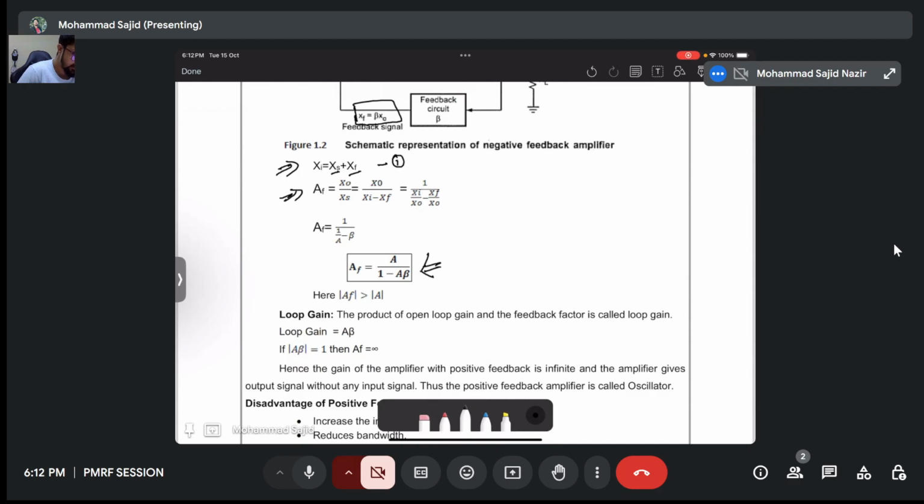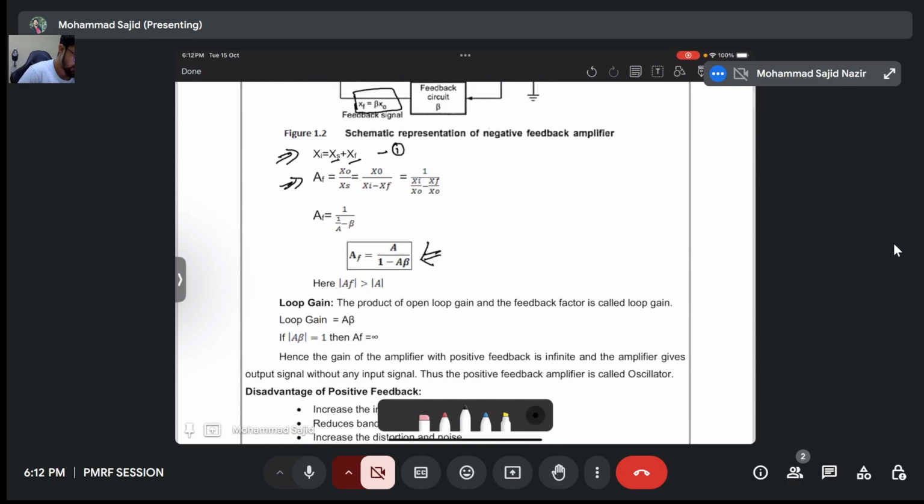We can see that the denominator is always less than 1. So my gain will always be greater than A. And what is this Aβ called? Aβ is called the loop gain. The product of open loop gain, that is A, and the feedback factor, that is beta, is called the loop gain. Now if Aβ is somehow equal to 1, then my gain can overshoot to infinity.